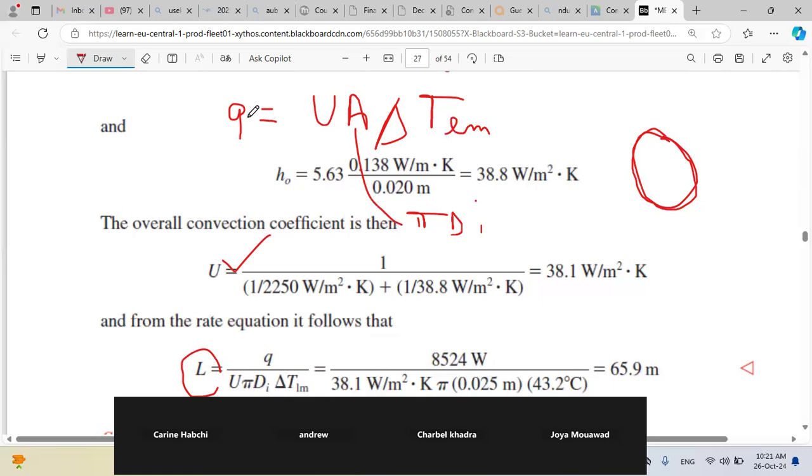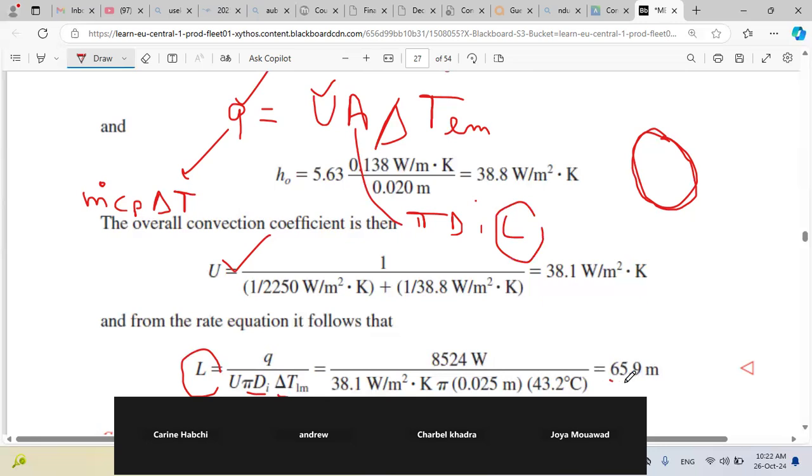We have the value of Q. How did we get Q? Q is m dot Cp delta T. You can calculate it for the hot fluid. You can calculate it for the cold fluid. It's equal because we assume no losses. So all heat lost by the hot fluid is equal to the heat gained by the cold fluid. Okay, so you have a Q, you have the U value now. The area is pi d inner times the length. Your only unknown is the length. So you can say that the length L is Q over U times pi d i times delta T logarithmic.